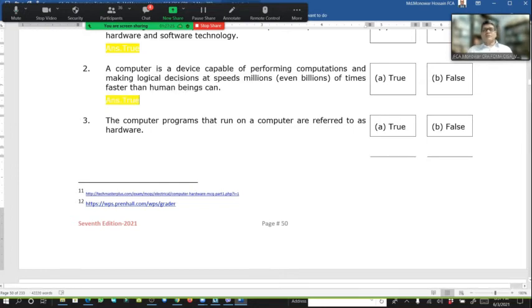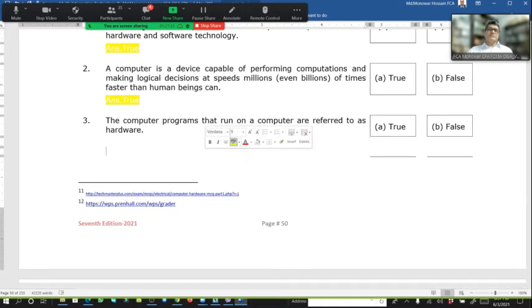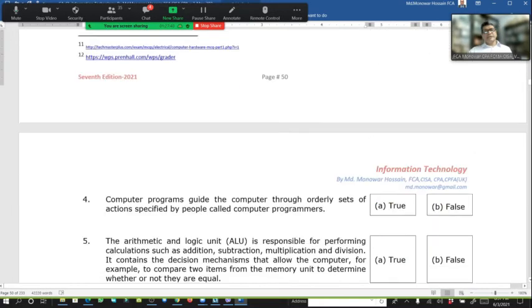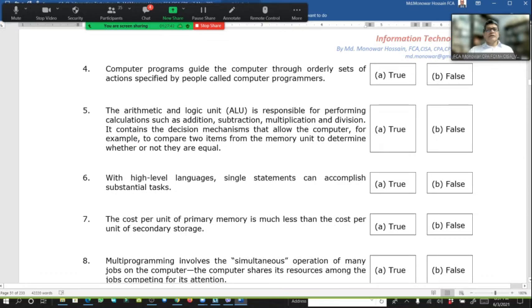The computer programs that run on a computer are referred to as hardware. Is it true or false? False, sir. You are right. And computers are guided through an orderly set of actions specified by people called computer programs. True, sir.